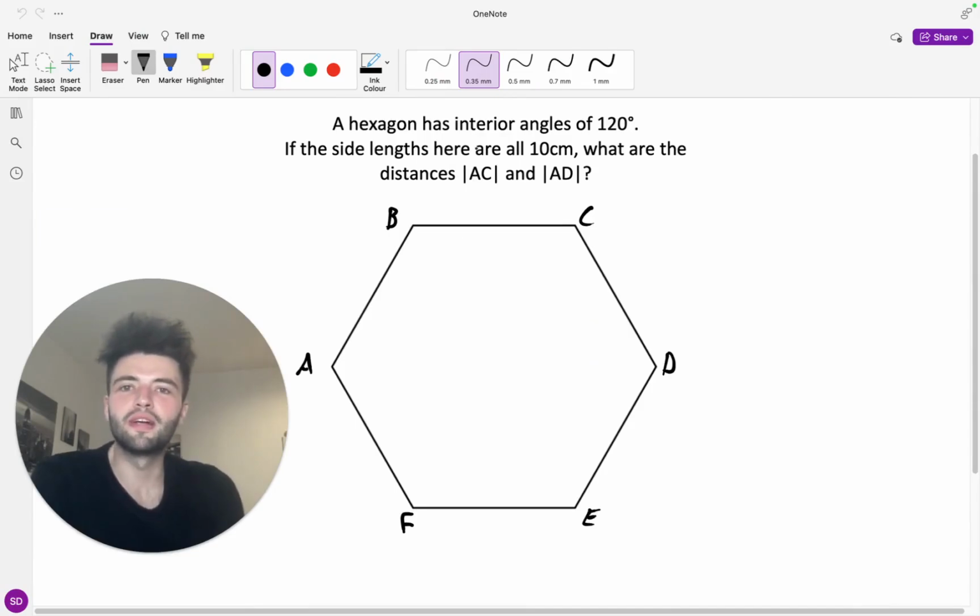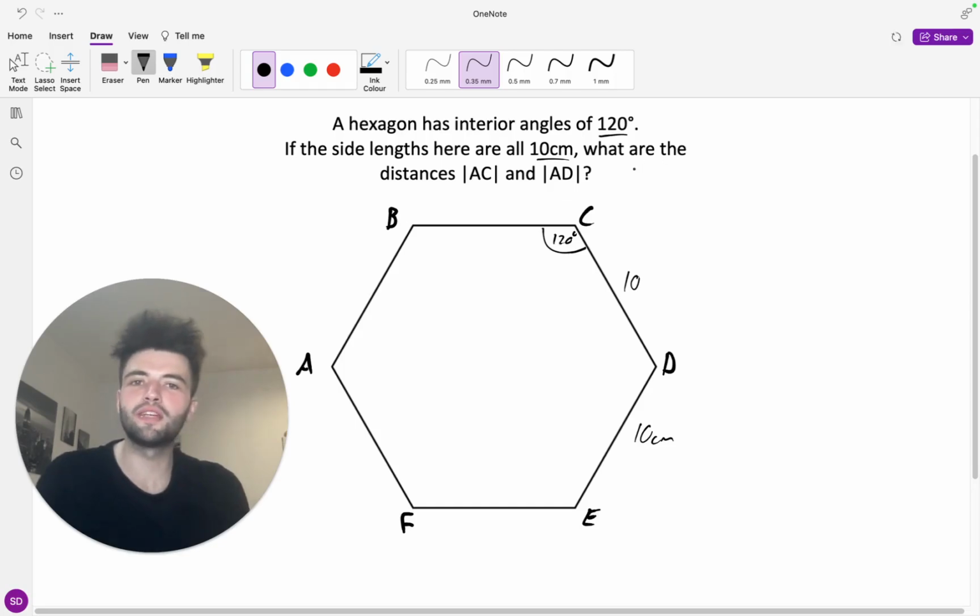So in this question we're told that a hexagon has interior angles of 120 degrees, and by interior angles it just means this angle in here. So each of these angles are going to be identical all the way around the hexagon, and they're all going to be 120. And we're also told the side lengths are 10 centimeters. So again, that's going to apply to every one of these sides here, and so it's going to go all the way around.